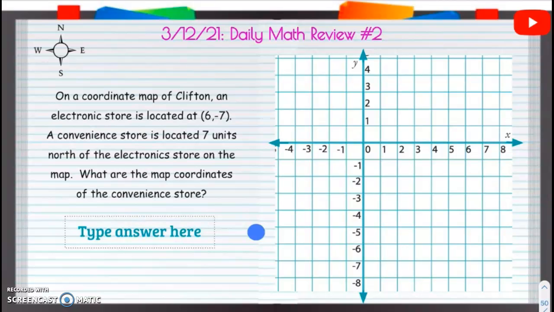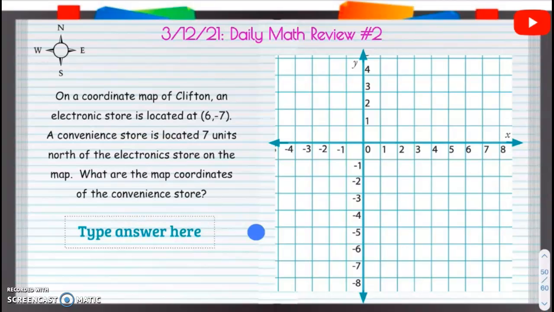Our daily math review number 2. On our coordinate map of Clifton, an electronics store is located at (6, -7). A convenience store is located 7 units north of the electronics store on the map. What are the map coordinates of the convenience store?